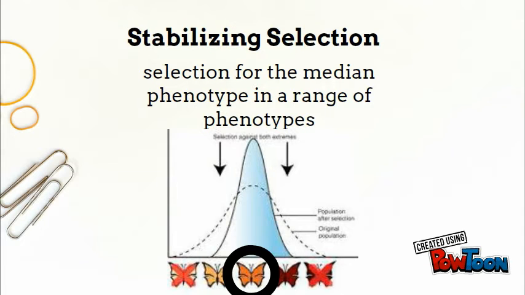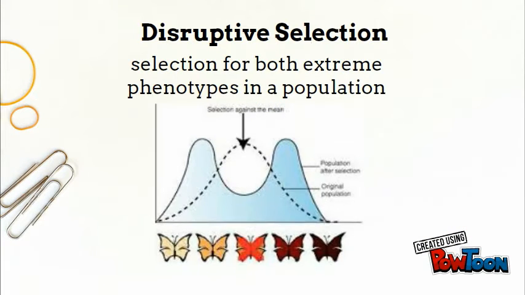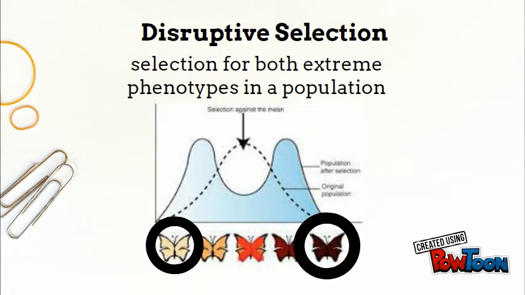The next is stabilizing selection, when the median phenotype is selected for. Here, the orange color in butterflies is favored, instead of the extreme phenotypes of yellow and red, causing the evolved population to have the median color more than the original population. Lastly, the third type of selection is disruptive selection, when both extreme phenotypes are selected more than the median. Going with the butterfly example, this population would favor yellow and red colors over the orange color in the middle, showing the disruptive graph here.